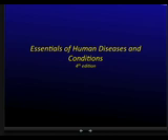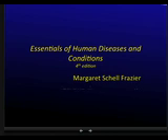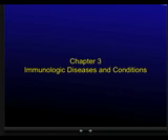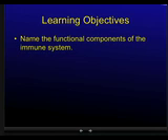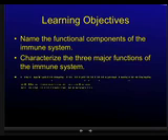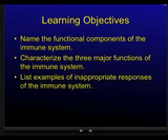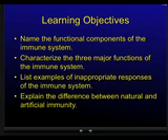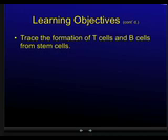Hi everyone, welcome to Chapter 3 of Essentials of Human Diseases and Conditions. And today we're going to be talking about diseases of the immunological system. We're going to name the functional components of the immune system and characterize the three major functions. We'll list examples of inappropriate responses of the immune system and explain the difference between natural and artificial immunity.